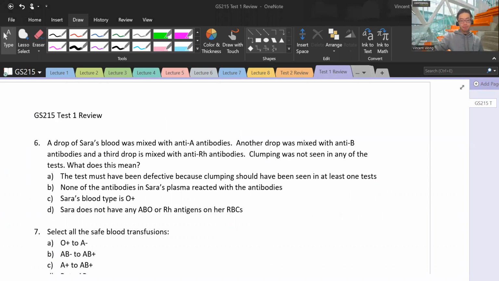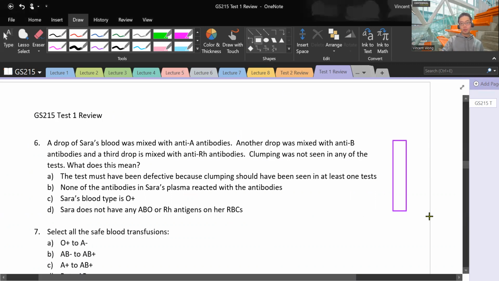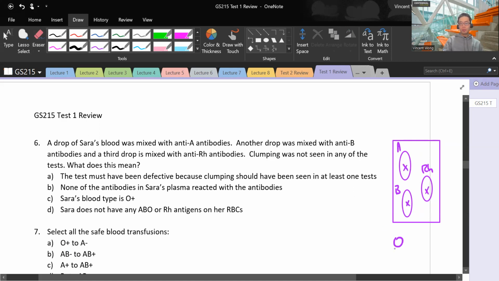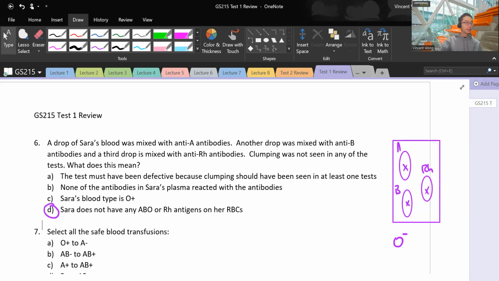Okay, so the answer for number 6 is, let's see. A drop of Sarah's blood is mixed with anti-A and so on. You might remember those plates. You have A here, B here, and anti-Rh here. No reactions in any of them. And what does it mean? Well, no A, no B means you're type O. No Rh means you're negative. So Sarah does not have any ABO or Rh antigen on her RBC. That's the correct answer.